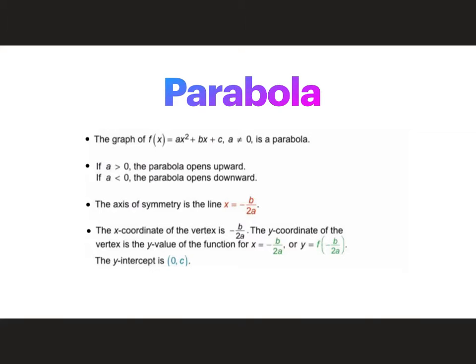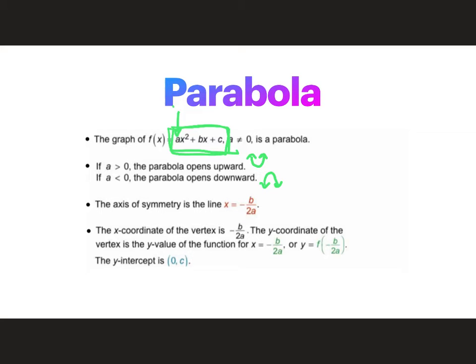All right, so our parabola. Our graph of our quadratic equation here in standard form is a parabola. So anytime we see an x squared, we know our graph is going to be in the parabola shape. If a, so our number out front, is positive, it opens upward. If it's negative, it opens down. So if it's positive, we have a smiley face. If it's negative, we have a sad face.